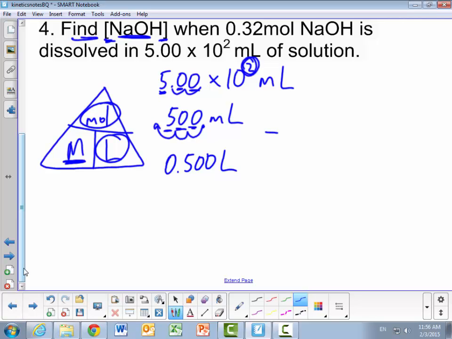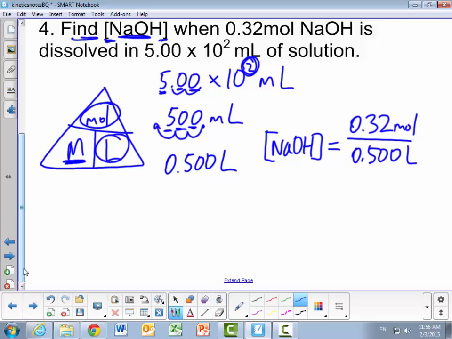So to get my concentration of NaOH, it's moles divided by liters. I have 2 sig figs on top and 3 sig figs on the bottom. And so my final answer can only have 2 sig figs, and the molarity is 0.64. So the concentration of NaOH is 0.64 molar. This concludes this learning section.